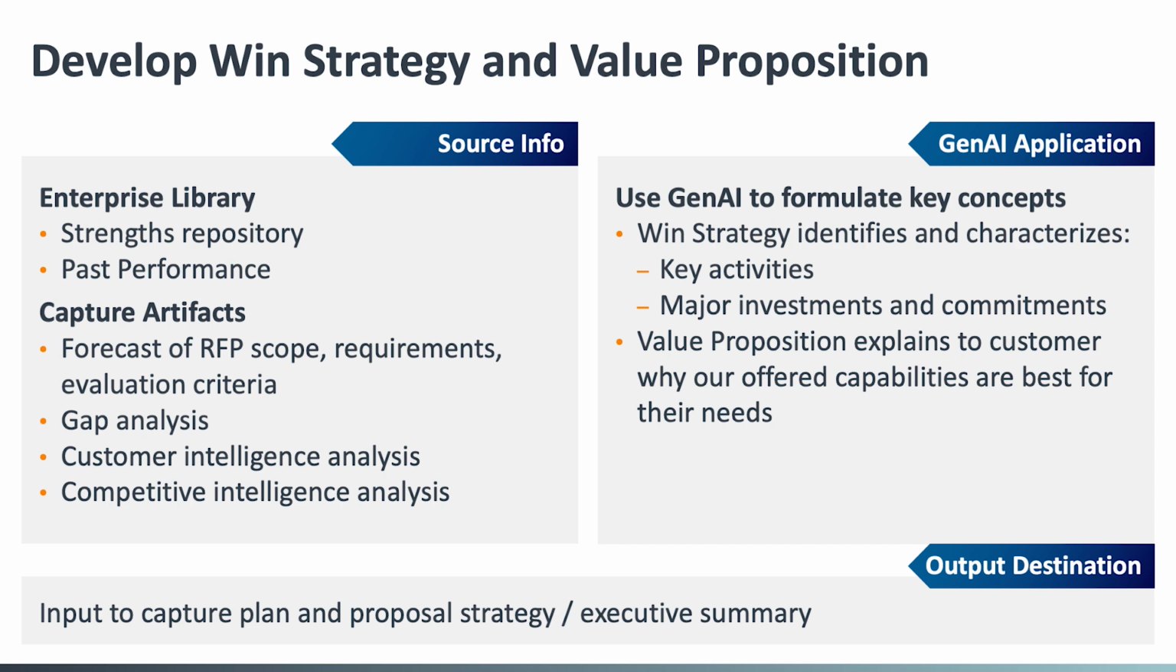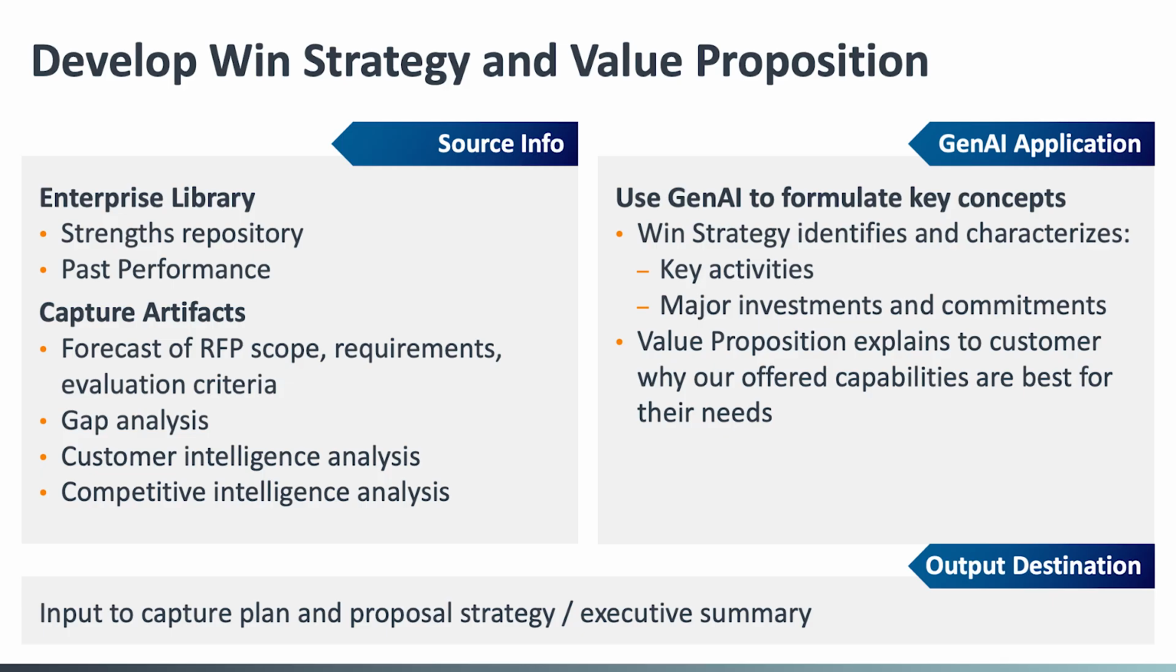GenAI, tell me, what do you think are the 4 or 5 key things I need to do to win this solicitation, to win this acquisition? And it'll give you suggestions. And you can say, I want 5, I want 10. And nothing says you have to do any of them. They're just inputs for your process.